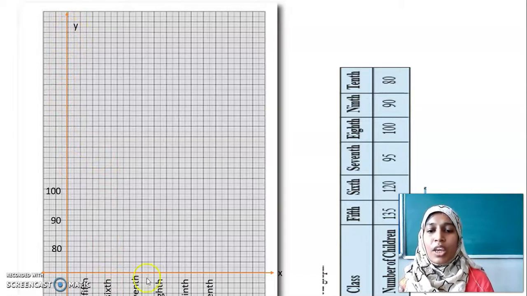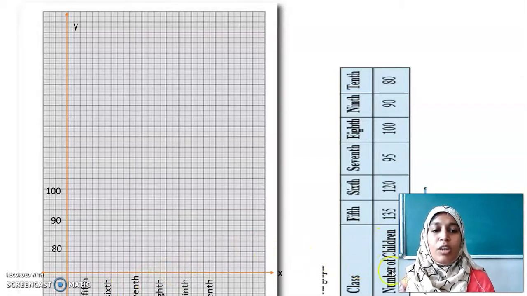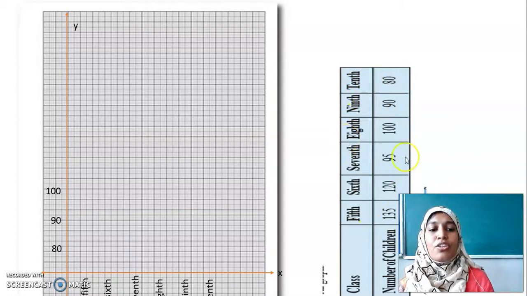Neatly also. Okay. Here the given data is about number of children in all the 6 classes. In 5th standard, how many students are there? 135. Similarly, 6th, 120, 95, 100, 90 and 80. Based on this data, I should fix the scale. If I fix the scale as 10 units, 10 children, here I should start from 10, 20, 30 for each and every box. But I have started with 2 box, that is 2 centimeter is equal to 10 units. So that it will be clear for you while you will view this graph sheet.